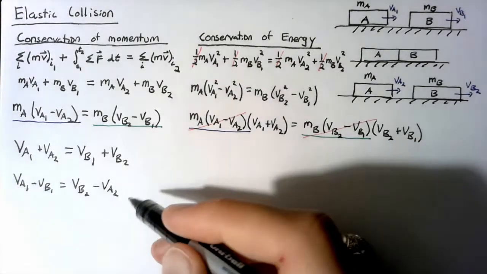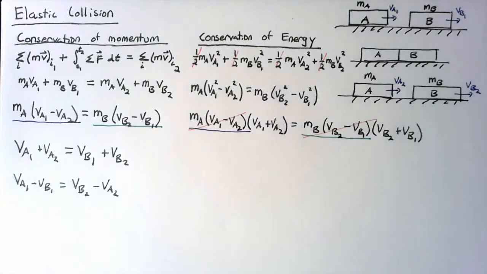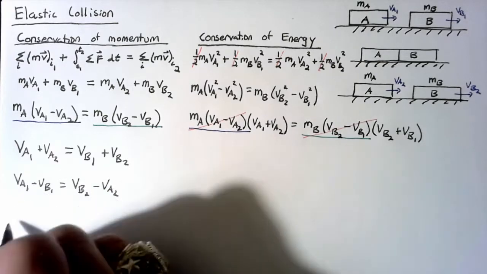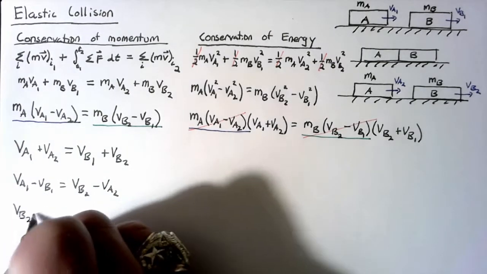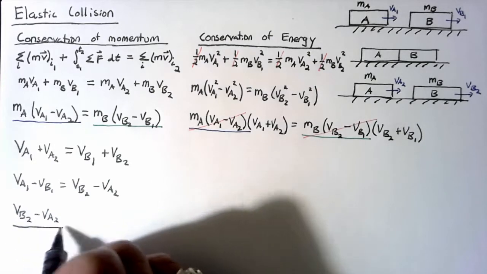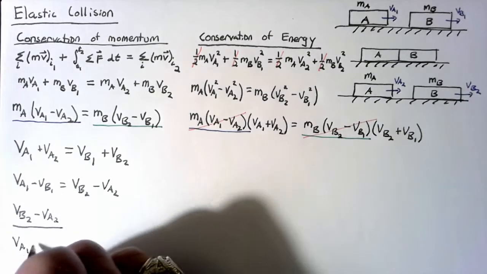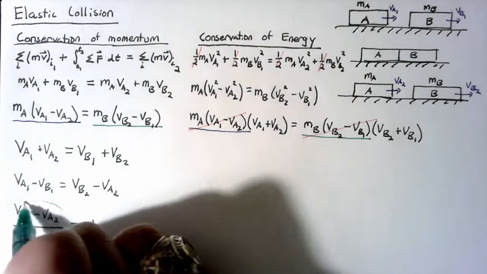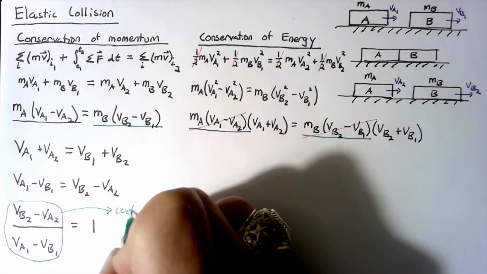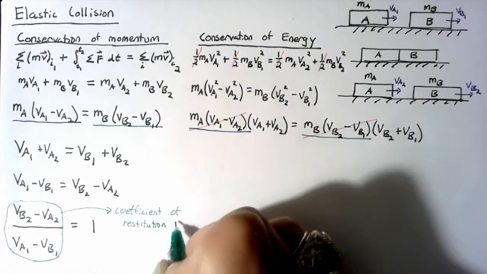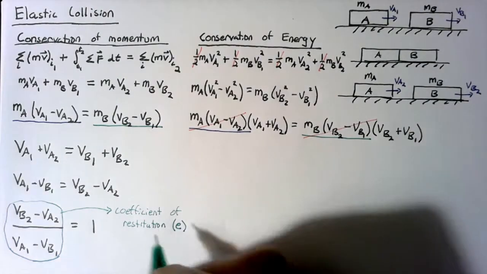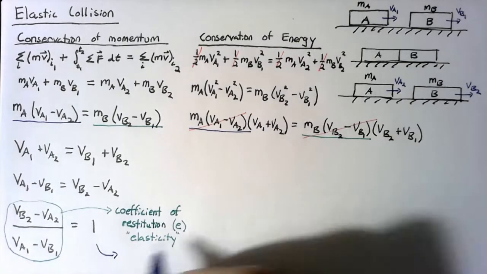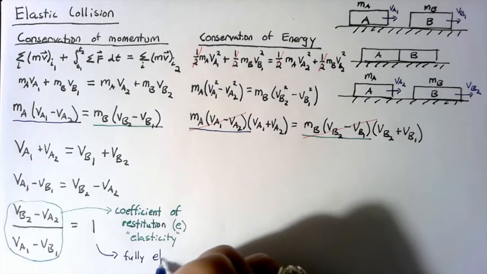And the last step here is to divide, and we're going to end up with the coefficient of restitution. So I'm going to divide the right-hand side by the left-hand side. What we end up with is VB2 minus VA2 divided by the left-hand side, which was VA1 minus VB1. And this is equal to 1. This term right here is what we've been calling the coefficient of restitution. And we usually just have a symbol E, which is also called the elasticity. And this value, being 1, indicates that this is fully elastic.